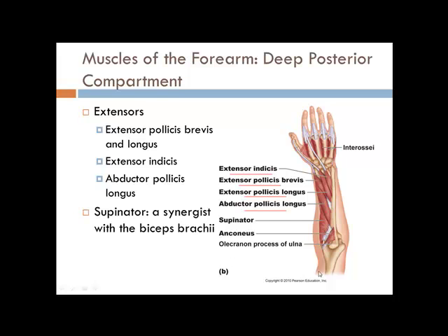Alright, here's our deeper layer. So you'll have your extensor indicis, this is to point. You'll have your extensor pollicis longus, so this is going to help with thumbs up. You're going to have your extensor pollicis brevis. And then we'll have our abductor pollicis longus. So this is going to help pull your thumb away.